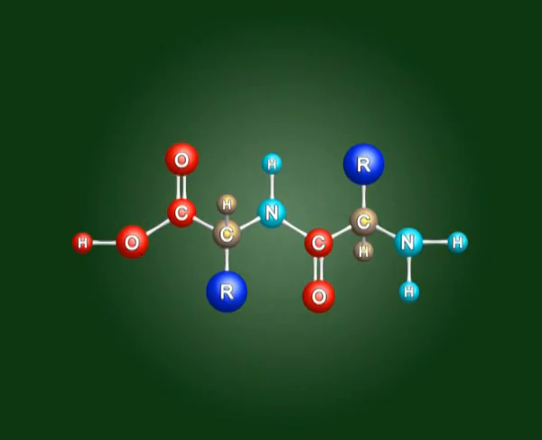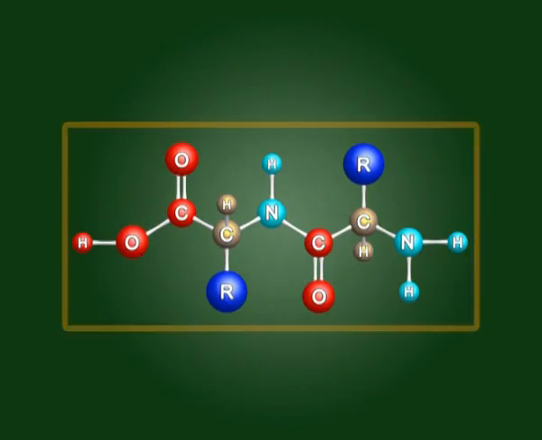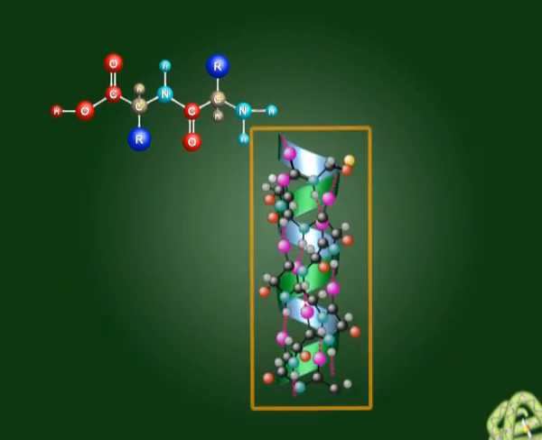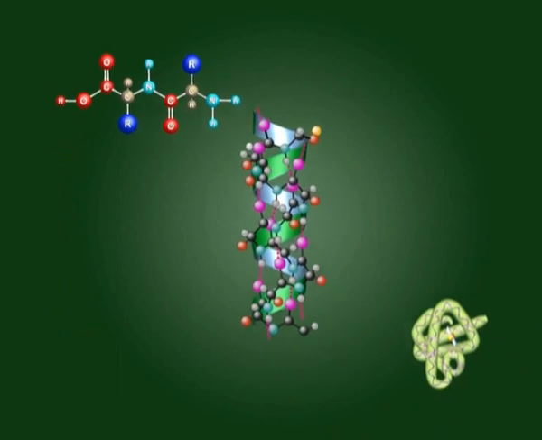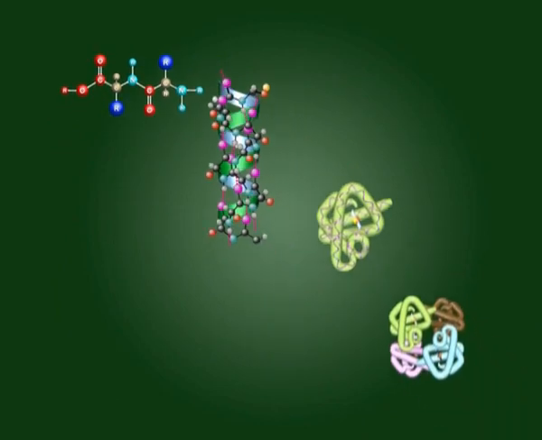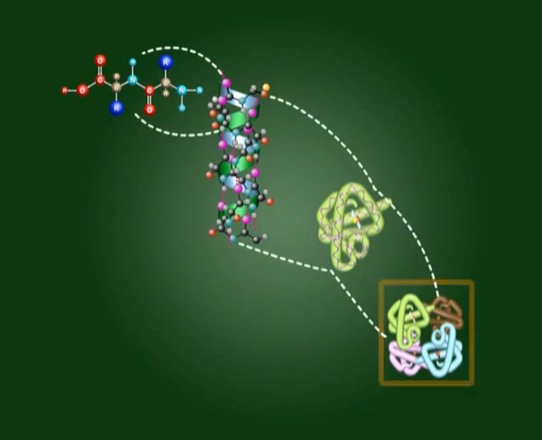To sum up, let us now have a look at the primary, secondary, tertiary, and quaternary structures of hemoglobin.